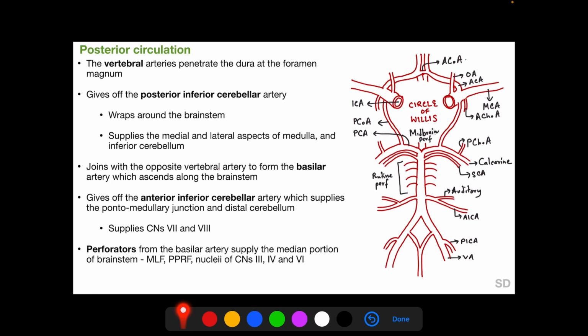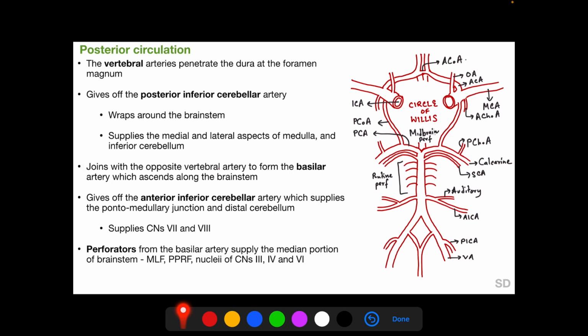Coming to the posterior circulation, the vertebral arteries penetrate the dura at the foramen magnum and first give off the posterior inferior cerebellar artery, which wraps around the brainstem and supplies the medial and lateral aspects of the medulla and the inferior cerebellum.